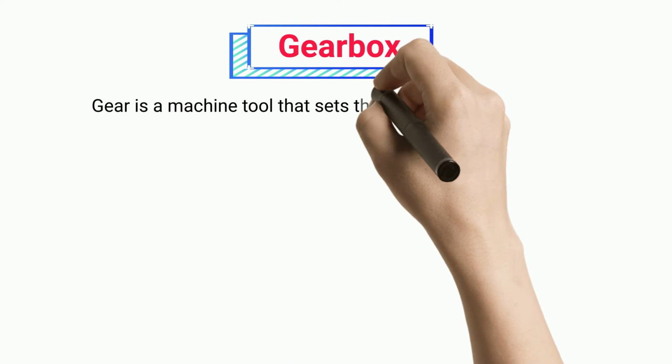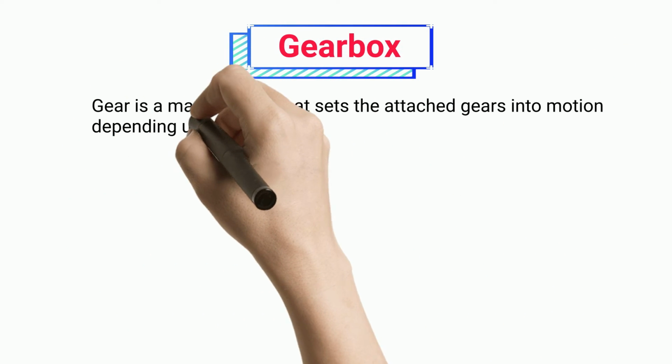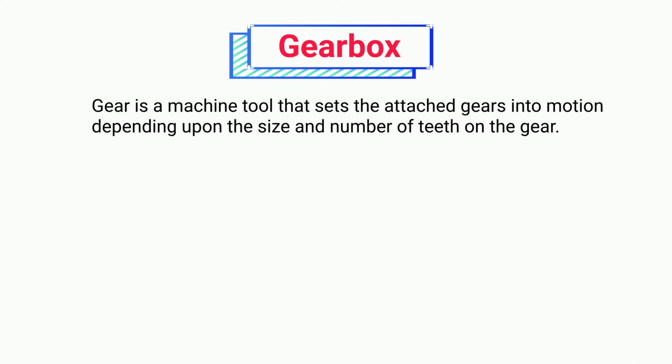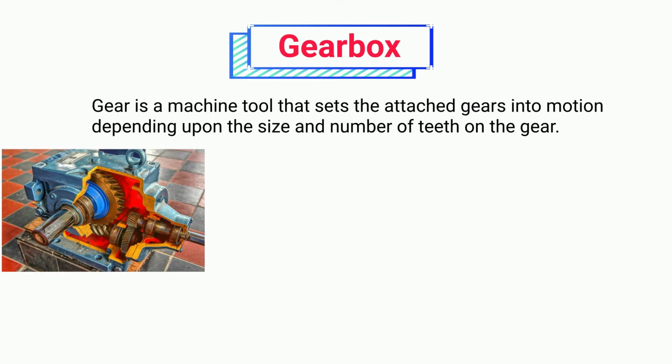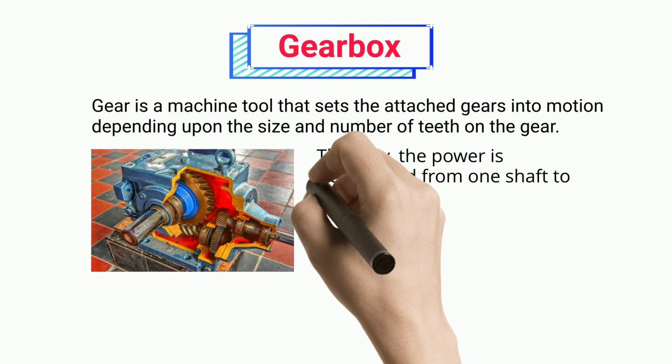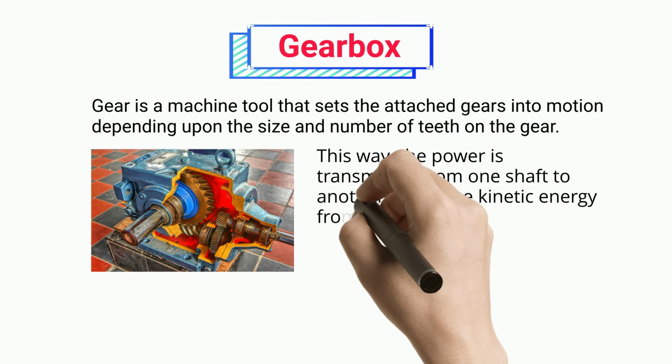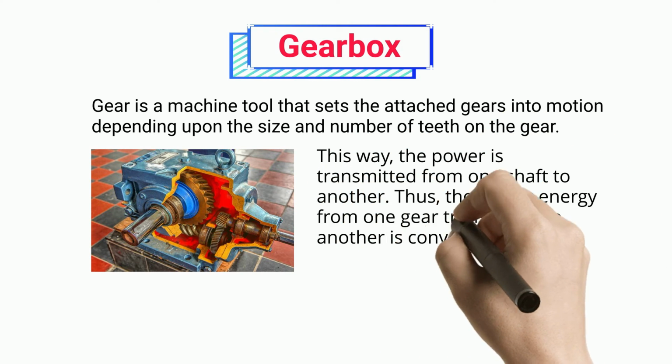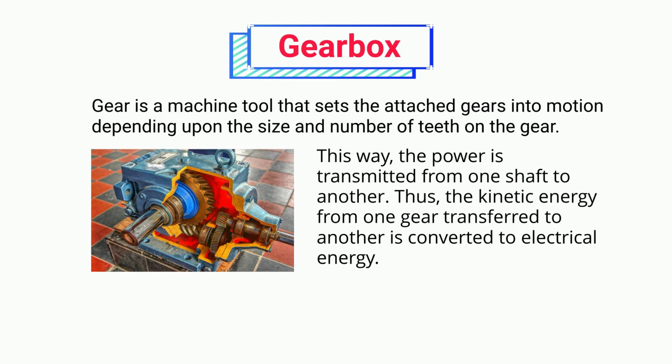Gearbox. Gear is a machine tool that sets the attached gears into motion depending upon the size and number of teeth on the gear. This way, the power is transmitted from one shaft to another. Thus, the kinetic energy from one gear transferred to another is converted to electrical energy.